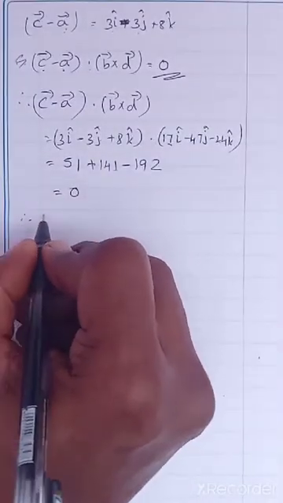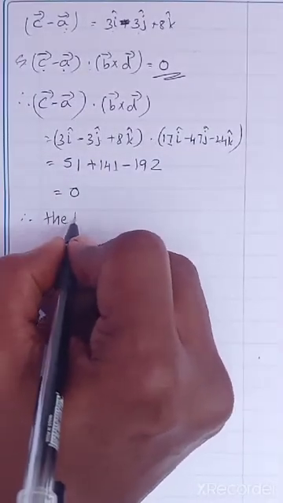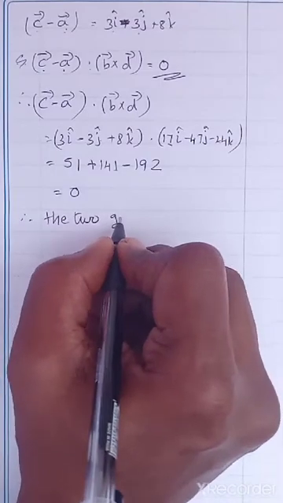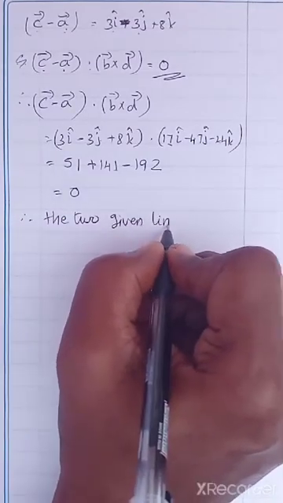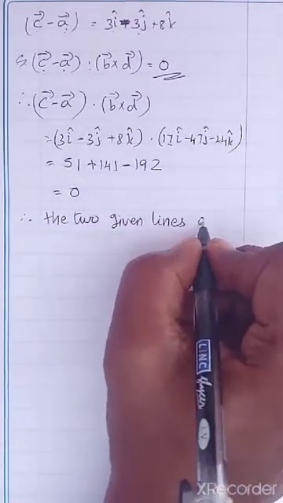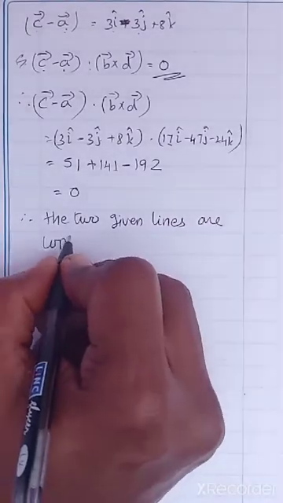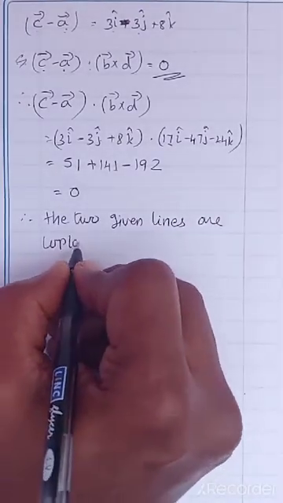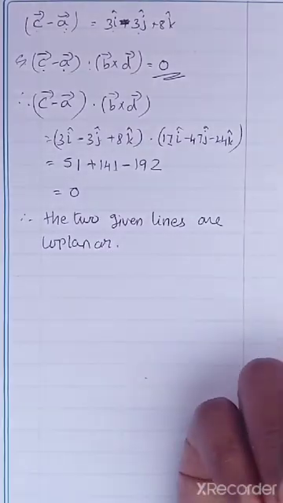So what can we conclude? Therefore, the given two lines are coplanar. Is that clear? Okay, so we found out they are coplanar.